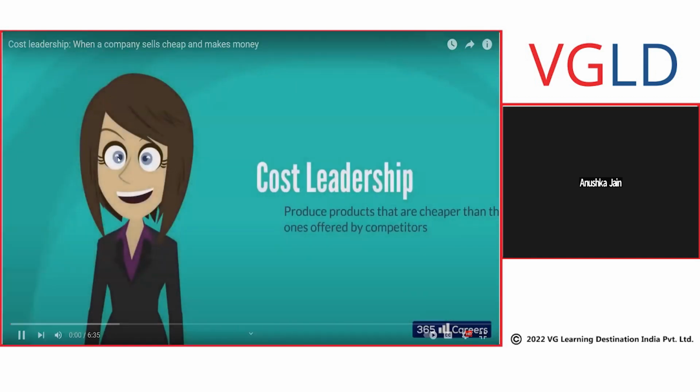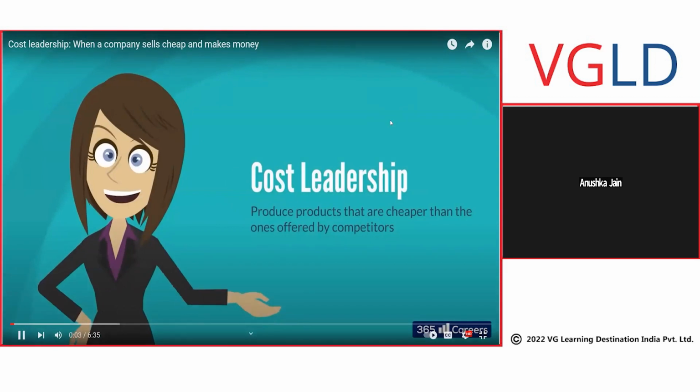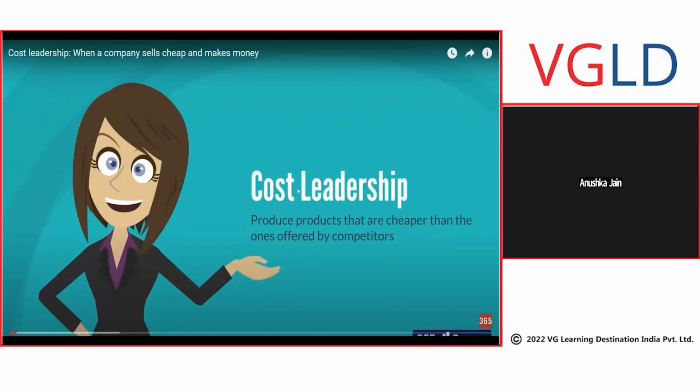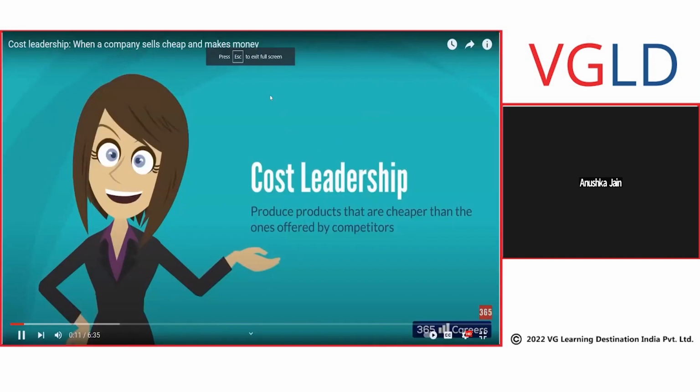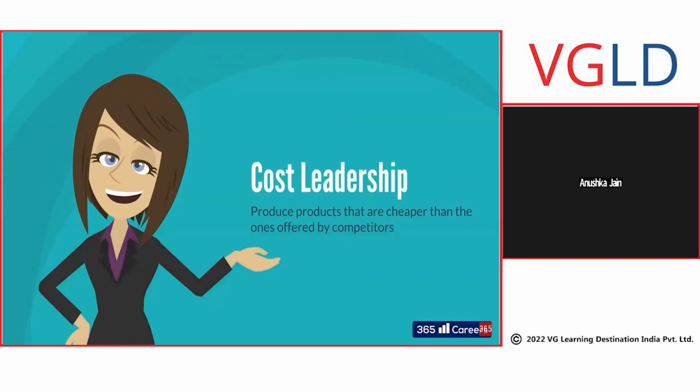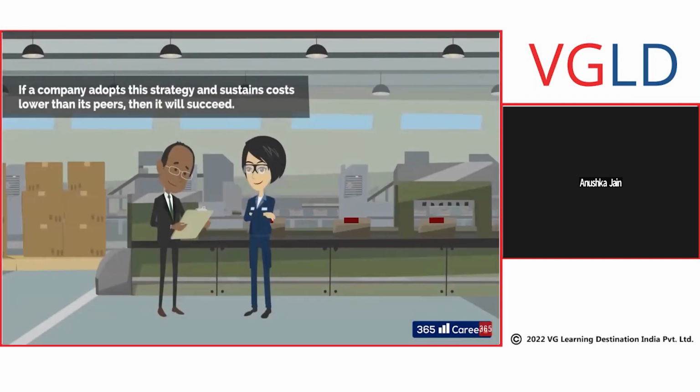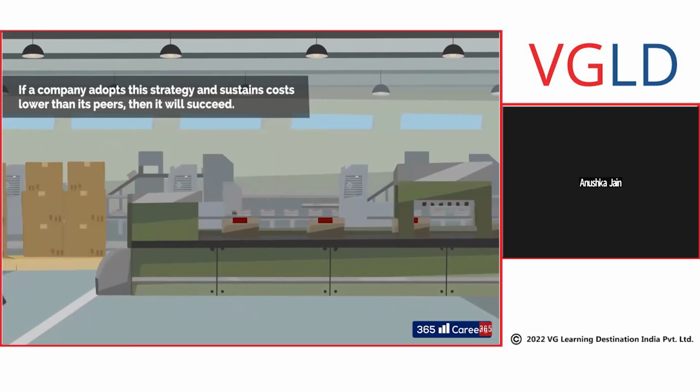The first competitive strategy we'll examine is cost leadership. It's straightforward, isn't it? You have to be able to produce products or provide services that are cheaper than the ones offered by competitor companies. If a company adopts this strategy and sustains costs lower than its peers, then it will succeed.